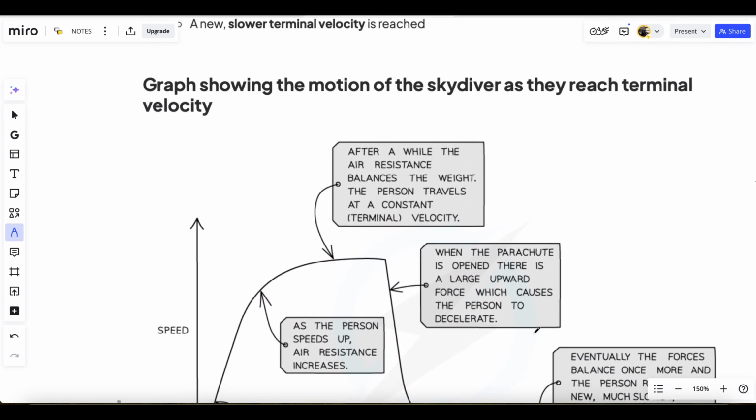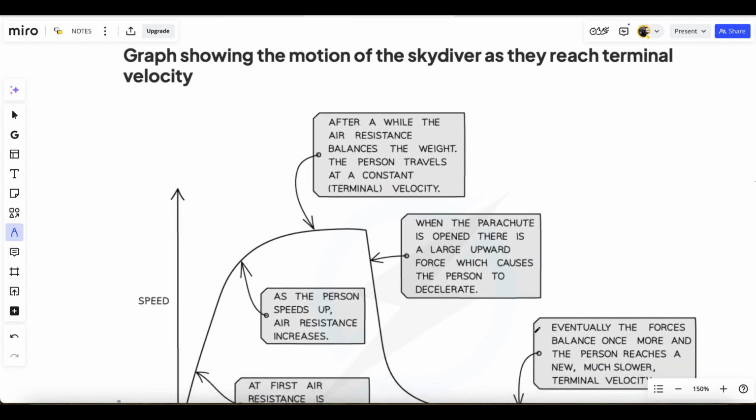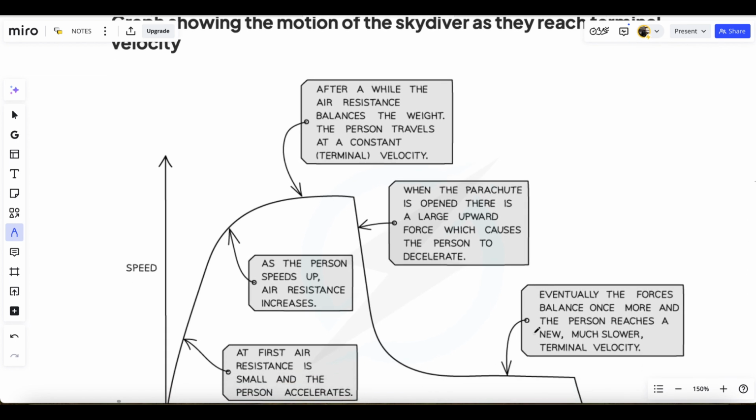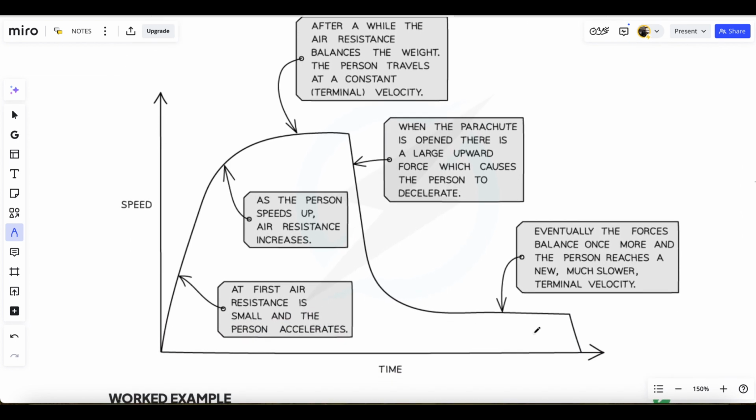Now let's take a look at the graph. The graph showing the motion of the skydiver as they reach their terminal velocity. So this is when you jump out of the aeroplane. This is the speed time graph of someone falling from a height, either jumping from an aeroplane or from a height.